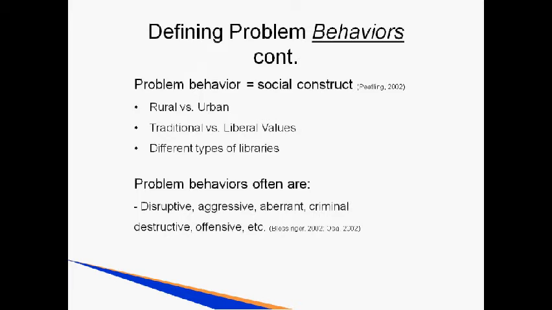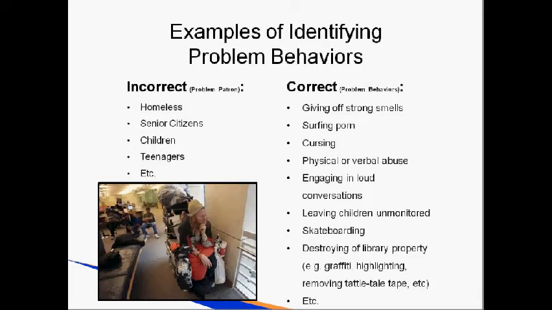Thus, the problem behavior is a social construct based on multiple factors. For example, public displays of affection may be allowed in San Francisco Public Library, while deemed inappropriate in more rural or traditional libraries. Since problem behaviors are social constructs, libraries must identify what behaviors are deemed inappropriate for their libraries. Example behaviors tend to revolve around being disruptive, aggressive, aberrant, criminal, destructive, offensive, etc.